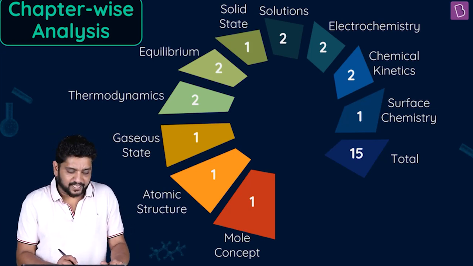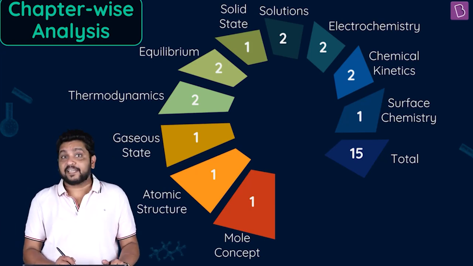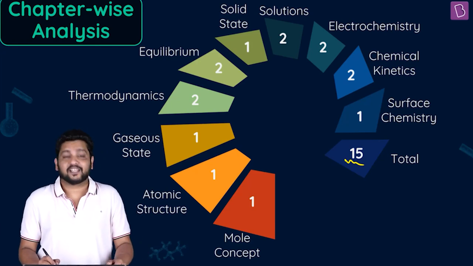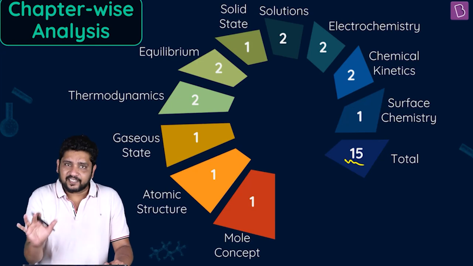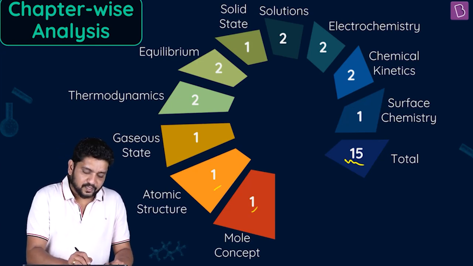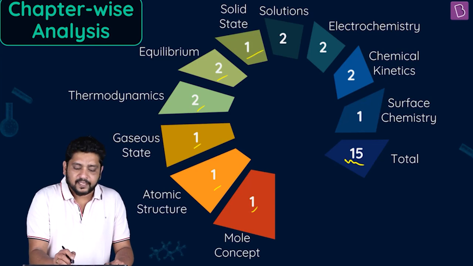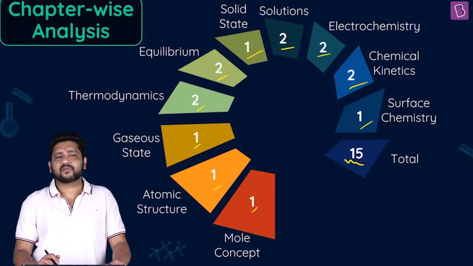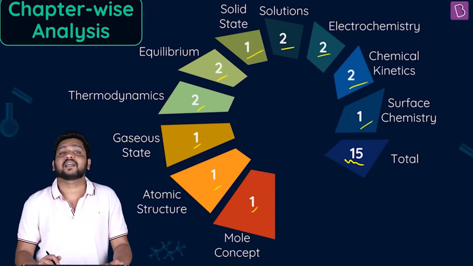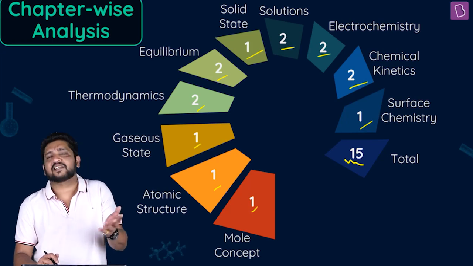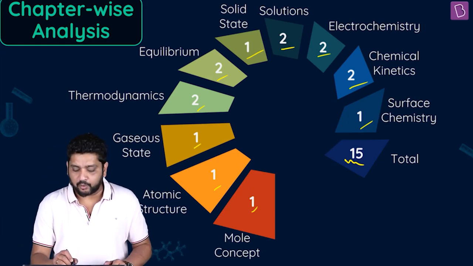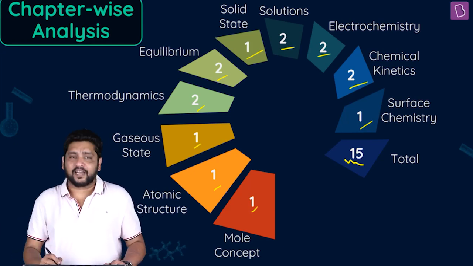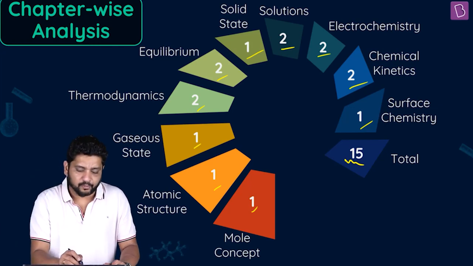So chapter wise, as far as the paper itself was concerned, a total of 15 questions were there in physical as well, which had a nice spread this year. If you see mole concept, atomic structure, gaseous state, thermodynamics, equilibrium, solid state, solutions, electrochemistry, chemical kinetics, surface chemistry, almost one question each from almost every chapter was taken up. And there are two questions in the important chapters as well. So solutions, electrochemistry, chemical kinetics all had two questions each. Surface chemistry also we had one question.